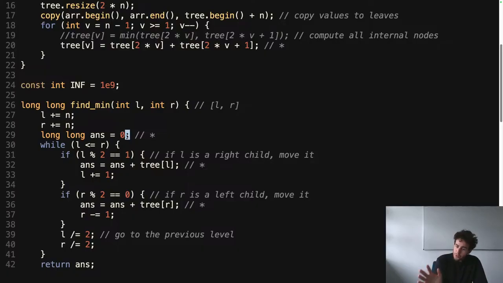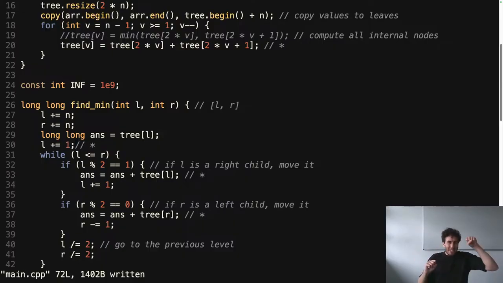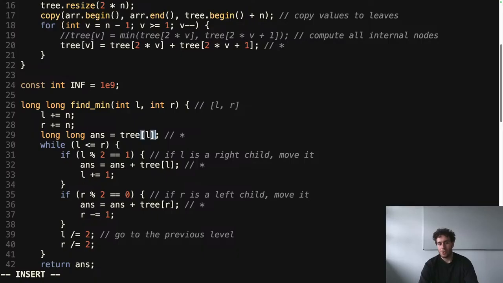Some kind of neutral element. You can do it without a neutral element, actually. For example, there's a trick: I can just set this to be equal to tree L, and then I initially just add 1 to L. I just take the first element out, and then I am left with the smaller segment. You can do that, but people don't really do that. Normally, people just use a neutral element. When it's a sum, it's a 0. When it's minimum, it's infinity.